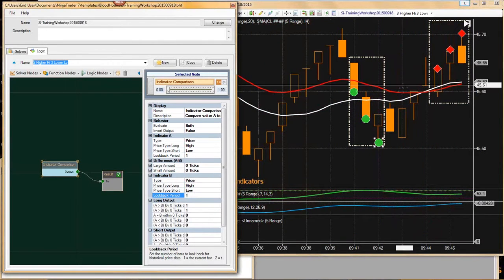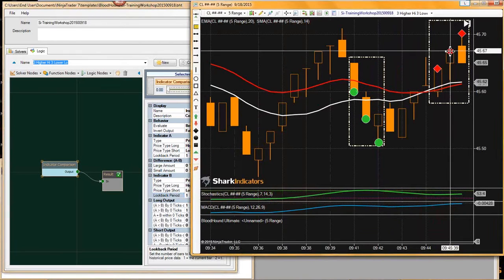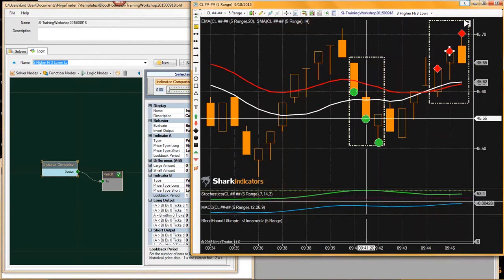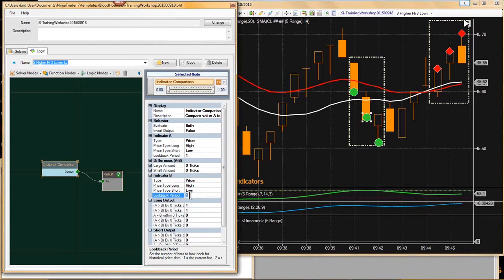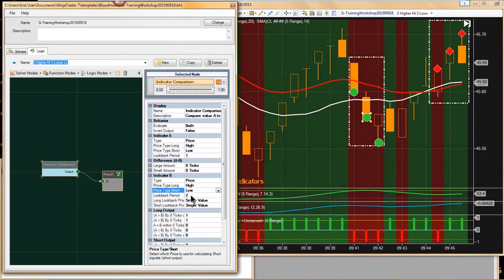Now indicator B, if you remember, indicator B needs to look 1 bar back. Right, so we're looking back to the second bar. So what we're going to do is change our look back to 2, like so. And that's all we have to do. So we're gonna leave this at single value.